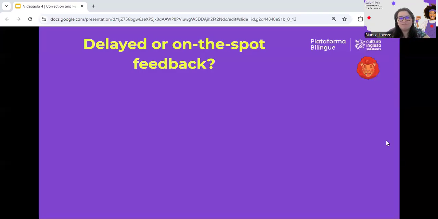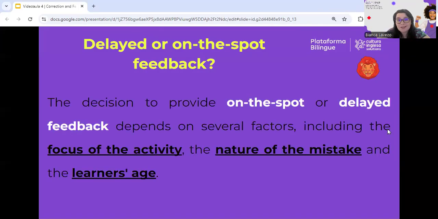Okay, so now that we understand that there are two types of feedback, how should I know which to provide my students with? When should I use delayed feedback? When should I use on-the-spot feedback? Well, the decision depends on many things, to be honest. It includes the focus of the activity, the nature of the mistake, and the learner's age.